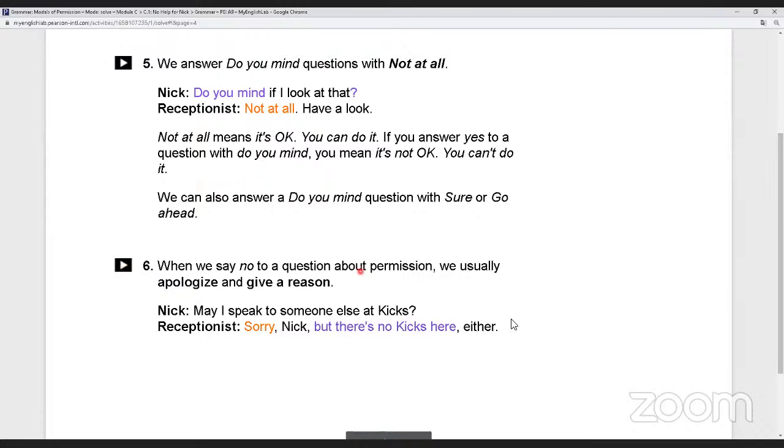Okay, so the pronunciation is either, right? The receptionist has a British accent, so that's the reason why he said either. But in American English, it's either, neither, and either. So when we say no to a question about permission, we usually apologize and give a reason. So may I speak to someone else at Kicks? We're using may because it's a little bit more formal. The structure is subject plus verb. Sorry, we are apologizing about the situation, Nick, but there is no Kicks here, and we're trying to give a reason why we said no, right?